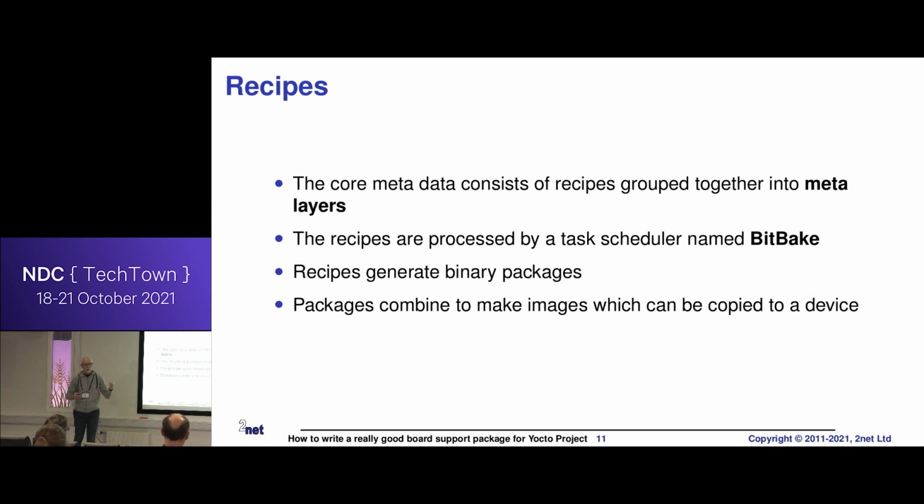So the core of the Yocto project metadata are called recipes. So we have recipes. These recipes are gathered together into layers. And then there's a tool called BitBake, which is the task scheduler, which processes the recipes and will perform whatever instructions are needed. So BitBake will generate binary packages in RPM format by default. And then as a final step, when it generates the image, it will take the RPM files and unpack them to create images. And then those images are flashed into your flash memory.